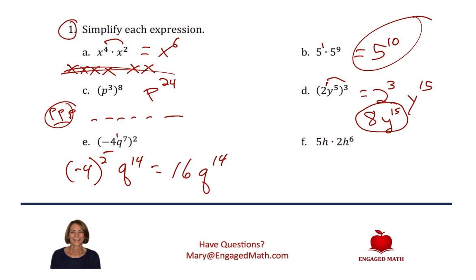Okay, the last one, what we're going to do here is we're still multiplying. So we multiply like we've always done. 5 times 2 is 10. h to the 7th. Remember, there's a 1 as an exponent on there.